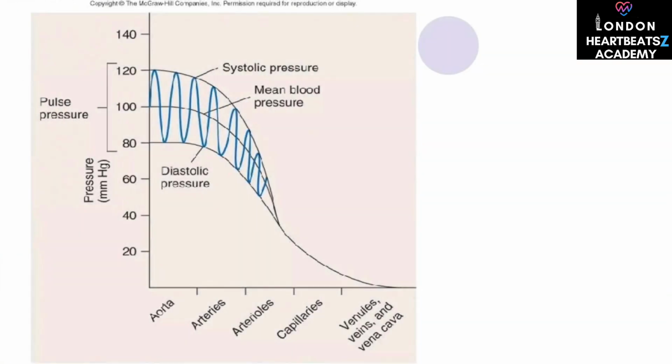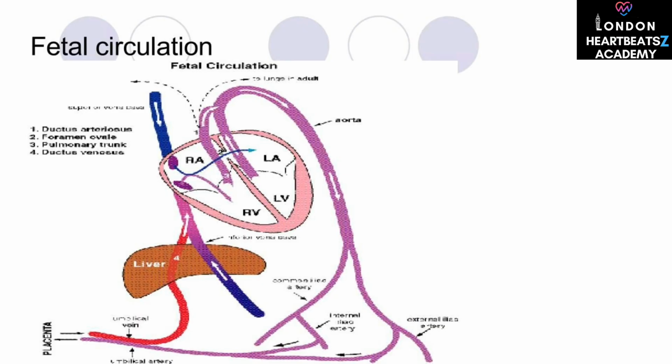Coronary circulation supplies blood to the heart muscle itself. The coronary arteries branch off the aorta and supply oxygenated blood, while coronary veins collect deoxygenated blood. This diagram provides an anterior view of the heart, highlighting the major coronary arteries and veins.